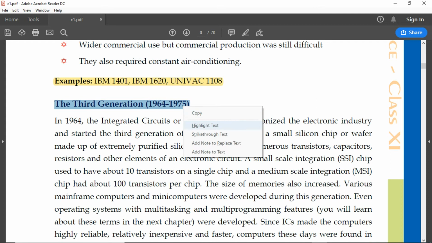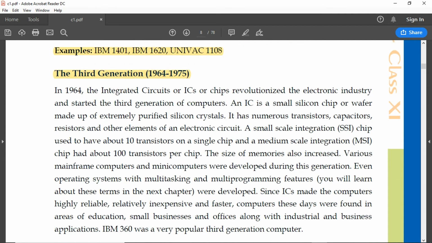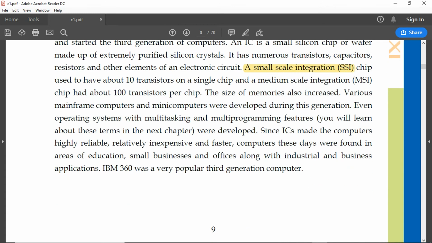The third generation, 1964 to 1975. In 1964, the integrated circuits, or ICs or chips, revolutionized the electronic industry and started the third generation of computers. An IC is a small silicon chip or wafer made up of extremely purified silicon crystals. It has numerous transistors, capacitors, resistors and other elements of an electronic circuit. A small-scale integration, SSI, chip used to have about 10 transistors on a single chip, and a medium-scale integration, MSI, chip had about 100 transistors per chip.